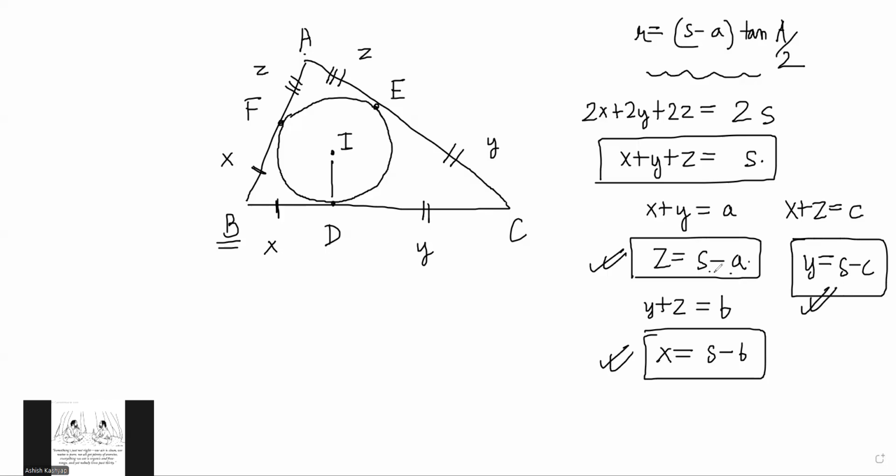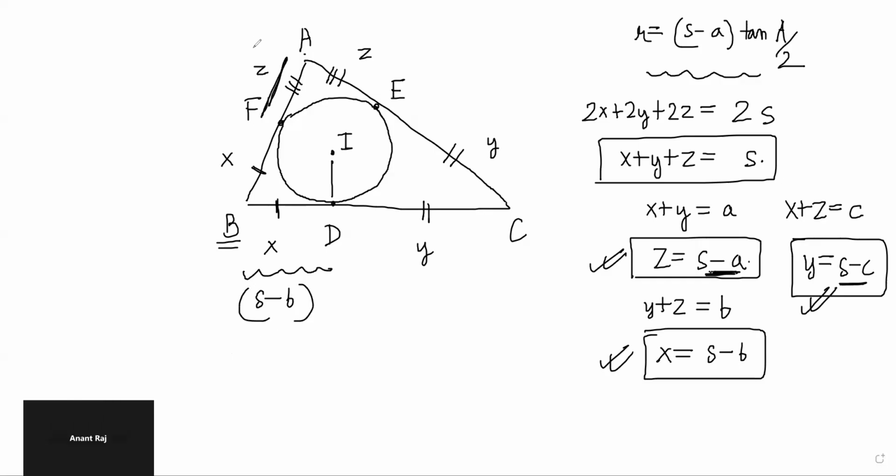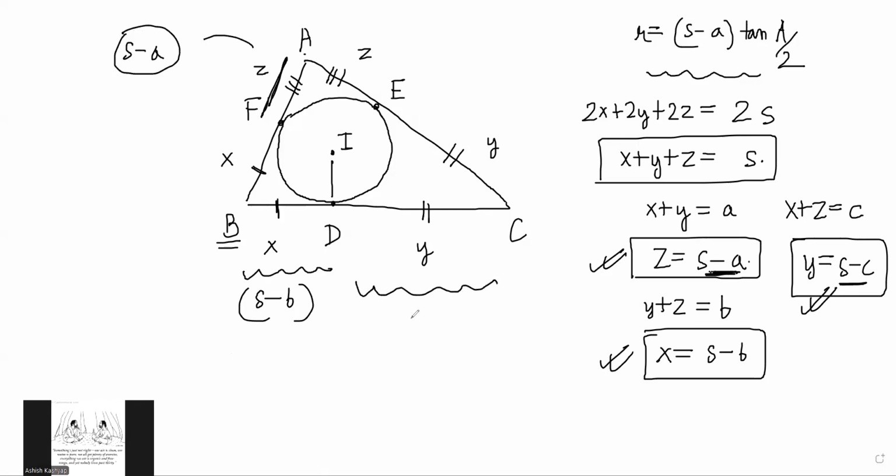So now that we know x, y, and z in terms of the triangle values like s, a, b, c, which are variables in a triangle, we have figured out this is s minus b, this is s minus a, and this is s minus c. The pattern is obvious. From vertex B the tangents are s minus b, then from A it is s minus a, and then s minus c.